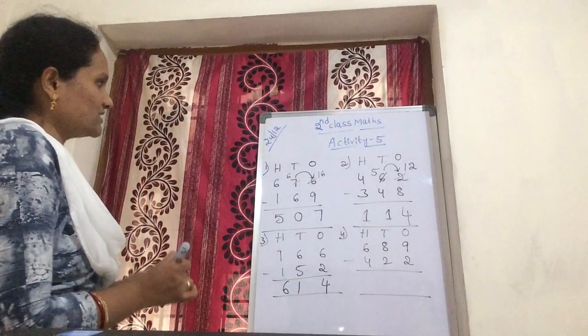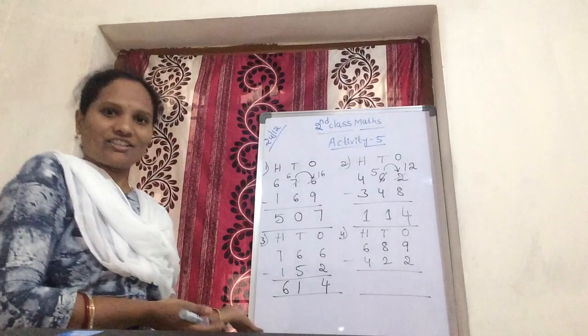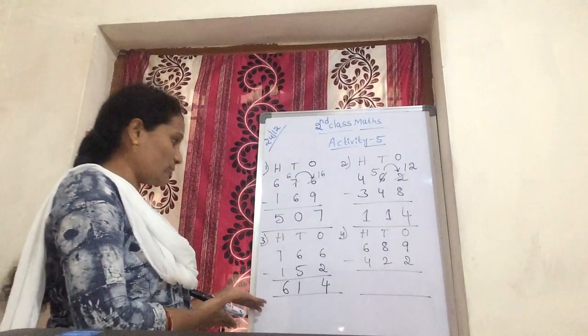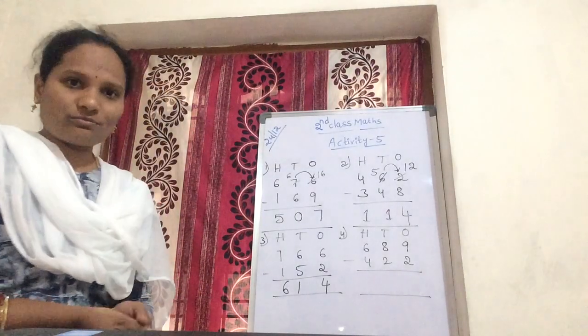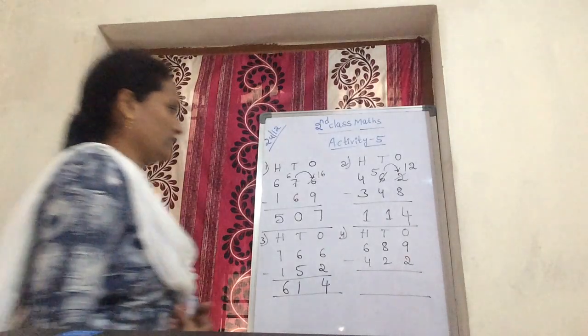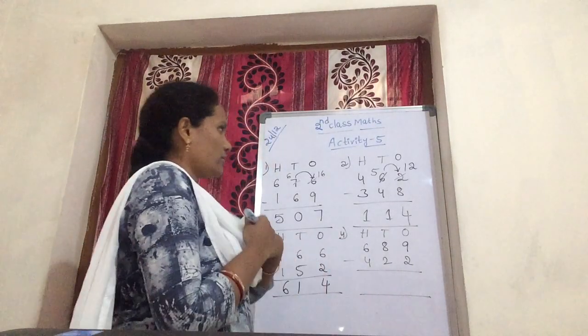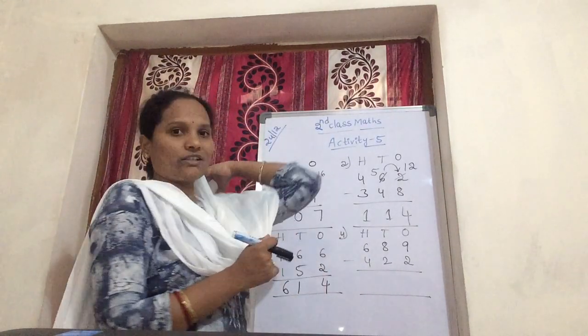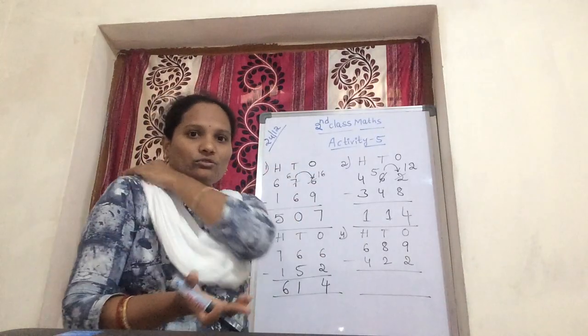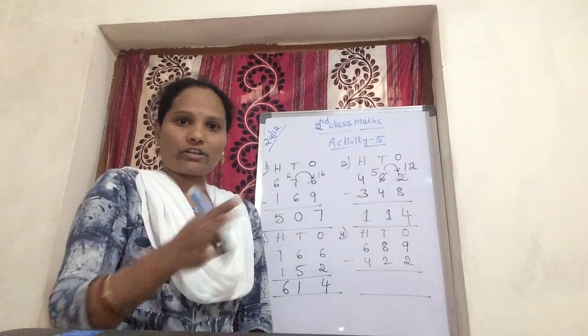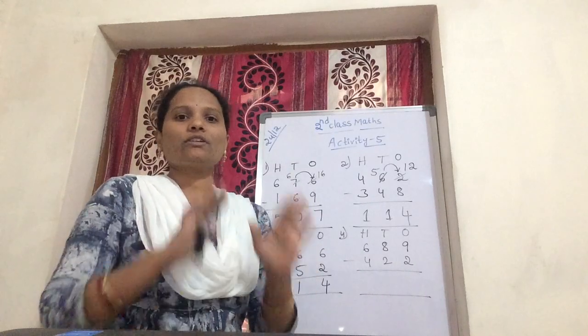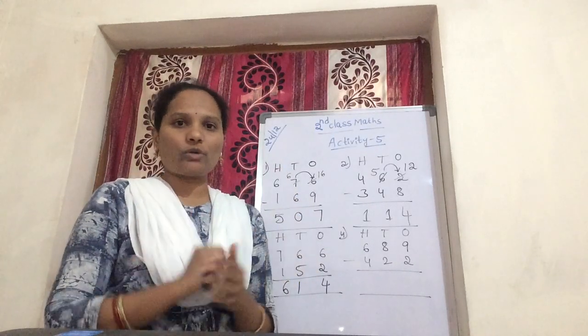Now here, without borrowing. No need for borrowing here in the third one. Borrowing, also mind, has no use here. Only where you need a borrowing, you take it. Otherwise you don't take it. Don't take borrowing in every problem, only where it is useful will you take borrowing.